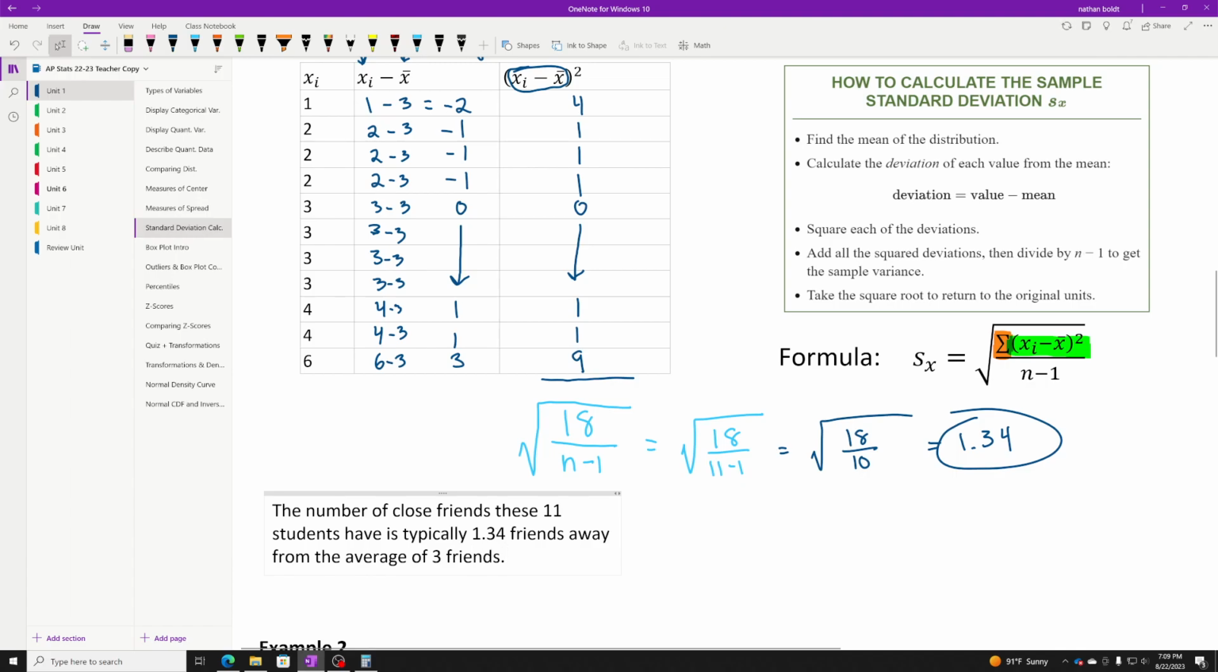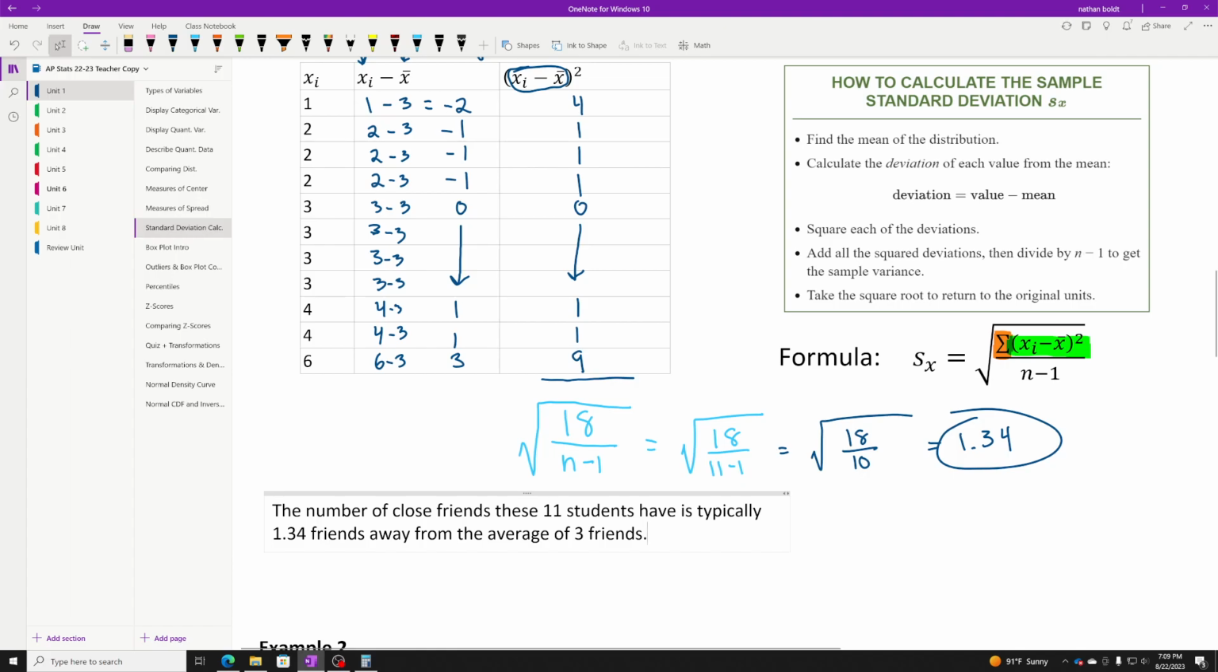Don't worry that, yes, I understand you can't have 1.34 friends, but it's a theoretical number. I know this is discrete data, but your theoretical numbers like your average and your standard deviation don't have to be possible. All right, so I've got one for you to try on your own.